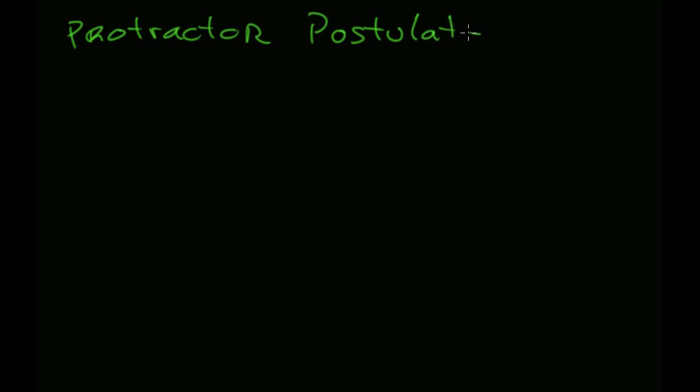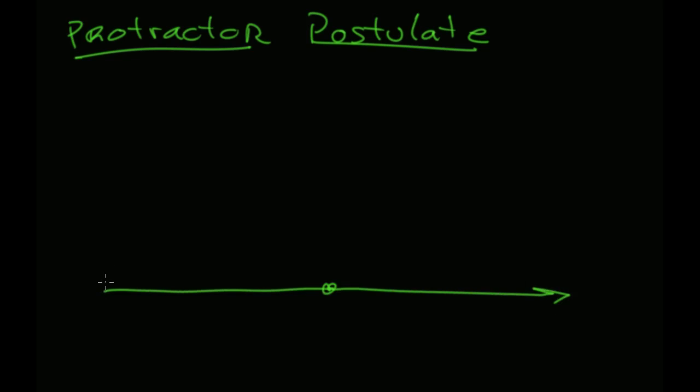Okay, so now that we have an angle, we want to be able to talk about how to measure them, and this is using something called the protractor postulate. So this is analogous to the ruler postulate for segments. Basically what this says is start with a straight angle, also known as a line. So let's call this A, let's call this O, let's call this B, and have one side of the straight angle point to 0 and have the other side of the straight angle point to 180.